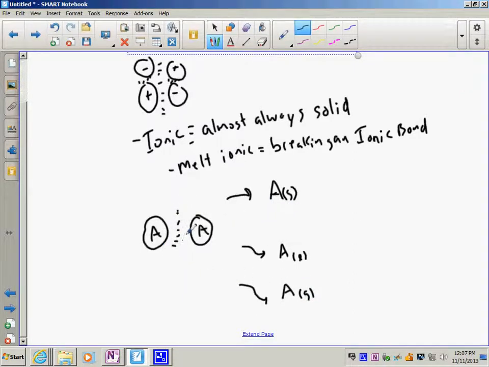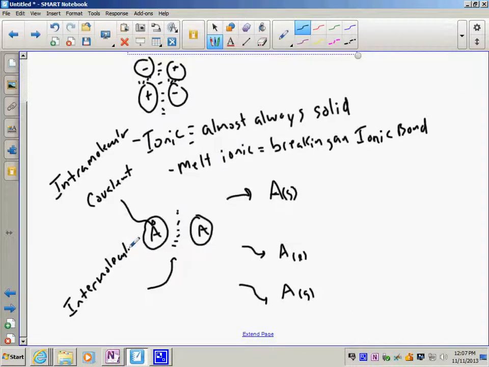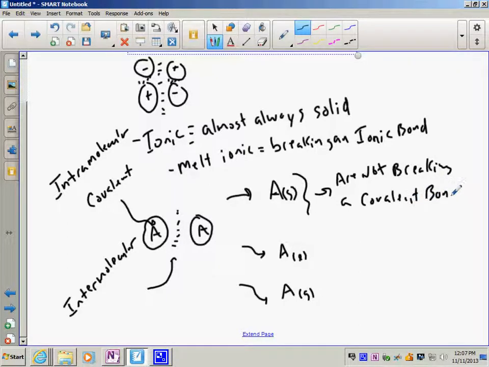But in some sense, you have to be aware that there are bonds inside of A which are covalent. This is what we refer to as an intramolecular bond. And all the stuff that's between the two particles we call intermolecular. Now, when you melt a solid, when you melt a covalent compound, you are not breaking a covalent bond. You're breaking these weak intermolecular forces.